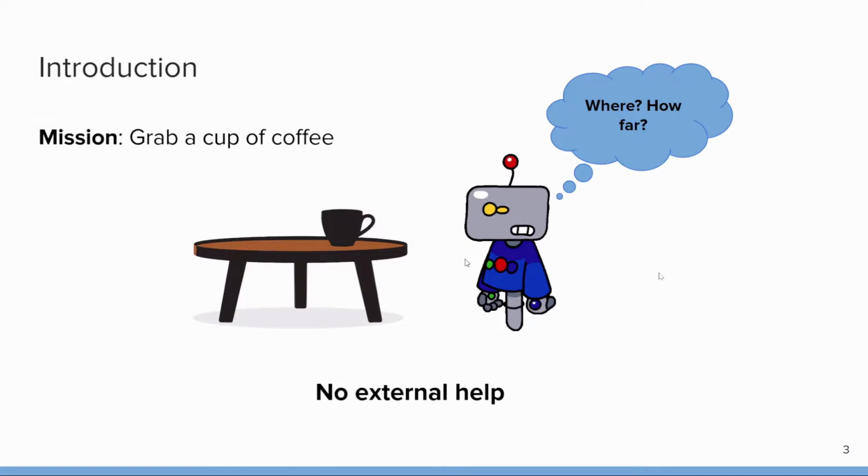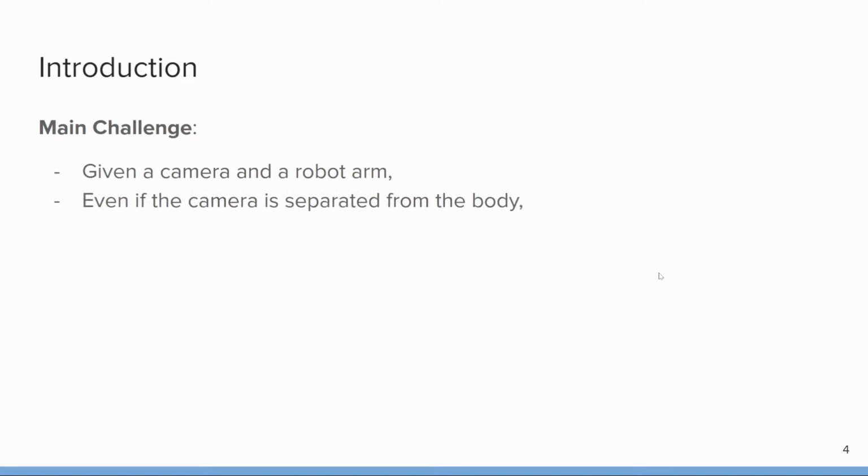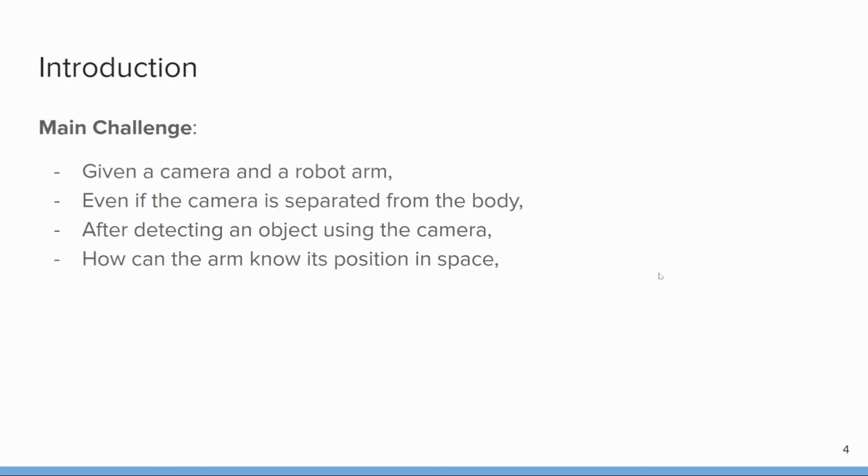So if we do not give it a little more help, then it's not going to know where to go to grab it, and it's going to fail its mission. So this is actually our main challenge: if I have a camera, which consists of the eyes of the robot, and the robot arm, even if the camera is separated from the body, which is the case in our lab, after I detect an object using the camera and have its position, how can the robot arm know this position in space so that it can go and grab the object?